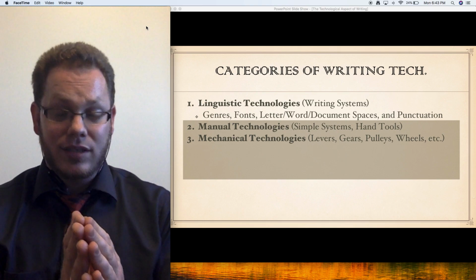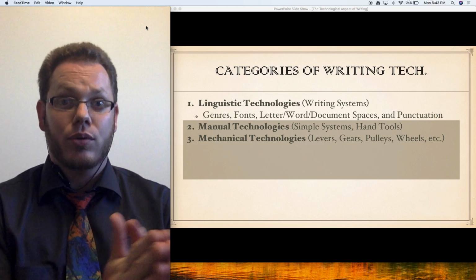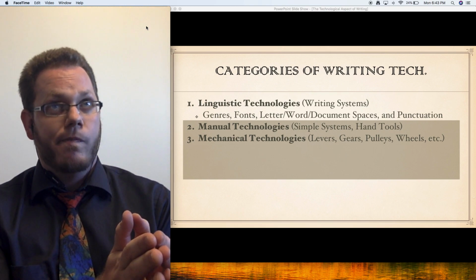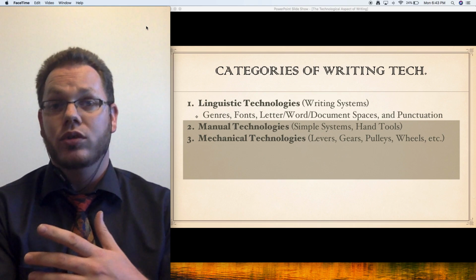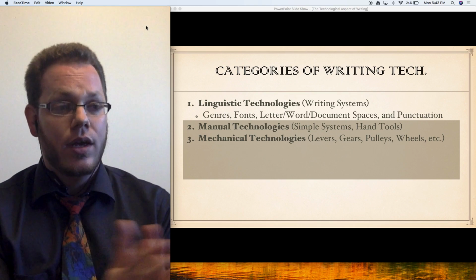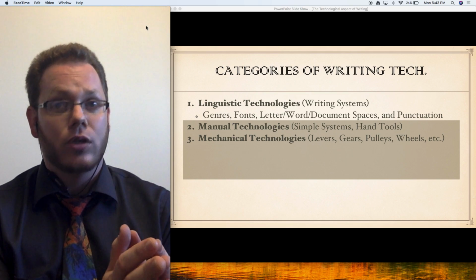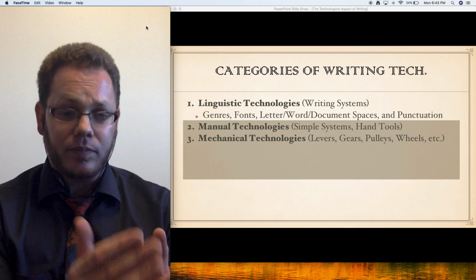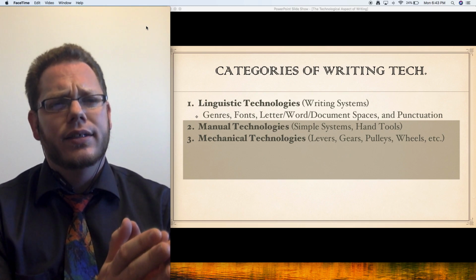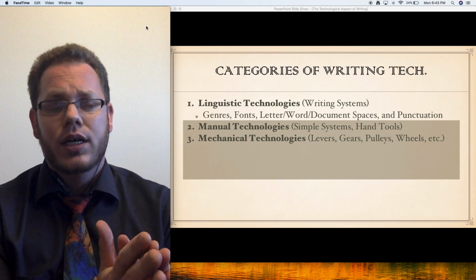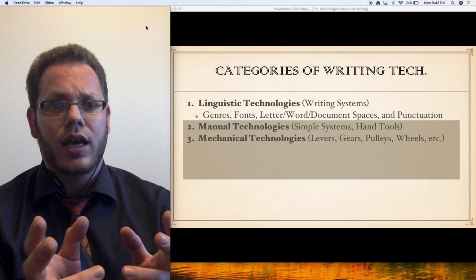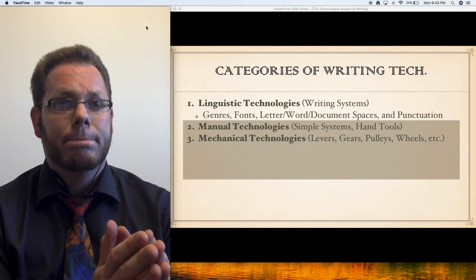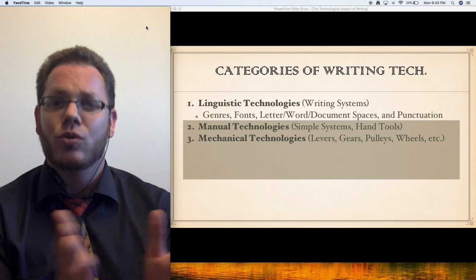So mechanical technologies are closer to things like printing presses, the block press, typewriters, the old school typewriters, not electrical, but like 1800s typewriters, early 1900s typewriters, that kind of stuff that didn't run off of electric power, and a variety of other ones. So anything that uses levers, gears, pulleys, wheels. Yeah, so we'll go with that.